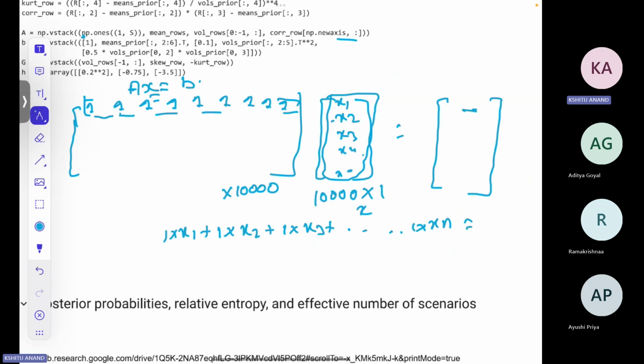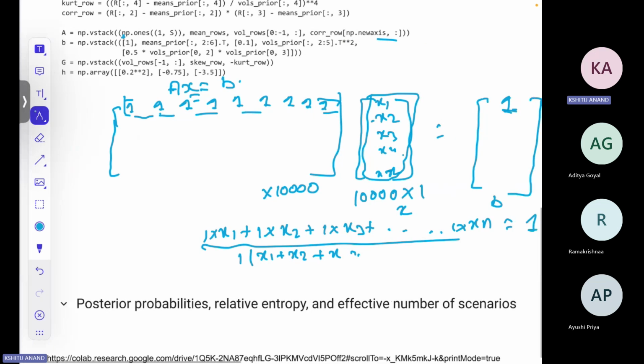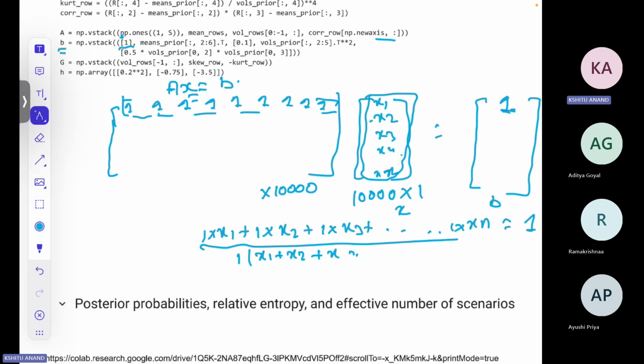This will be 1, because this is a probability matrix, right? X is your posterior distribution, your probability matrix. So this value will be 1, because you take 1 common and then it is x1 plus x2 plus x3, so it will be 1. So this is your B matrix. Correspondingly, in the B matrix, you have written 1. Why are we stacking it? Similarly, we will be stacking something over here and something over here. So first we have stacked np.ones, and then you have stacked 1 over here. Okay, got it? Now let's move forward.